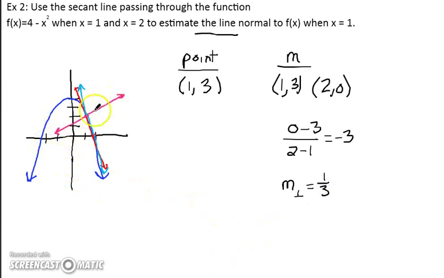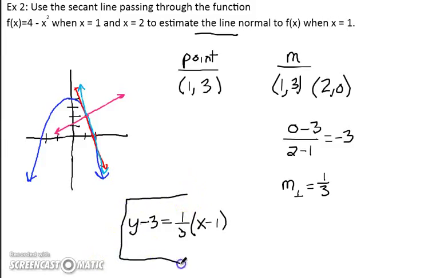So this pink line here is approximately going to be y minus 3 equals 1/3 times x minus 1. So in calculus, we're going to want to use point-slope form as much as possible. If you want to use your slope-intercept form, you're free to, but point-slope form is going to be easier, especially since we don't have to simplify.